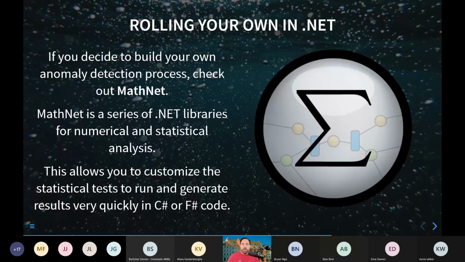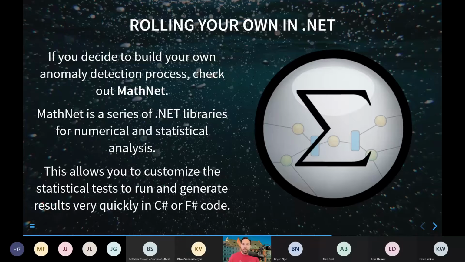I would check out in .NET a project called MathNet. And this is a series of .NET libraries for numerical and statistical analysis. So within this, you could actually implement all of the things that I talked about in the prior section. So you could implement MAD, interquartile ranges from MAD. You could implement mean and standard deviation, number of standard deviations from the mean. You could do change point detection. You could do difference-based analysis.